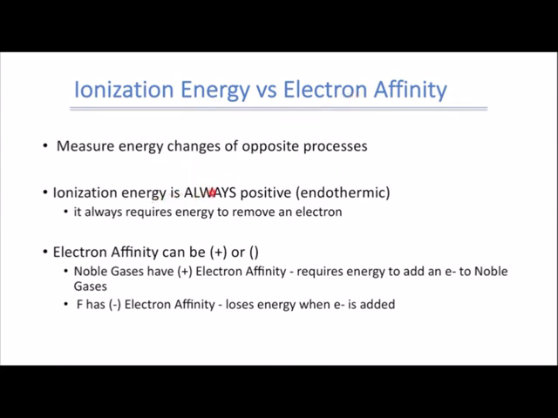Ionization energy is always positive, so it always requires energy to remove an electron. Electron affinity can be positive or negative. Noble gases have a positive one because it requires energy to add electrons to a noble gas. They don't like to change. Most have negative electron affinities, so they'll actually lose energy when an electron is added. They really want that electron. It becomes more stable for them to have that electron.